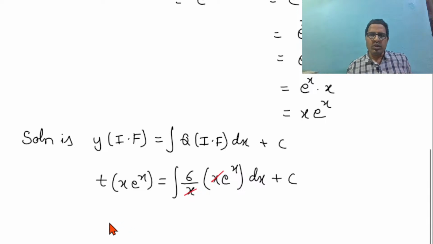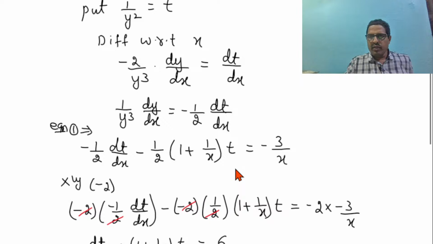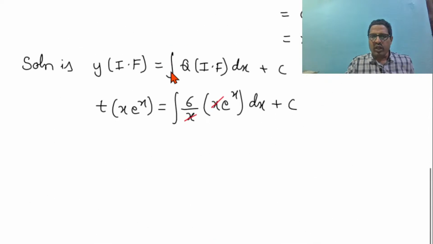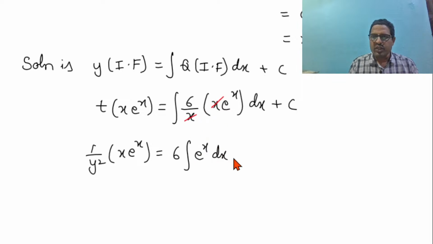Then if you go back and check, what is the value of t we have taken here? The value of t that we have taken is 1 by y square. So in place of t, I can put 1 by y square. So this becomes 1 by y square times x e power of x, that will be equal to 6. 6 you can take outside, it will just be left with e power of x into dx plus the constant c.